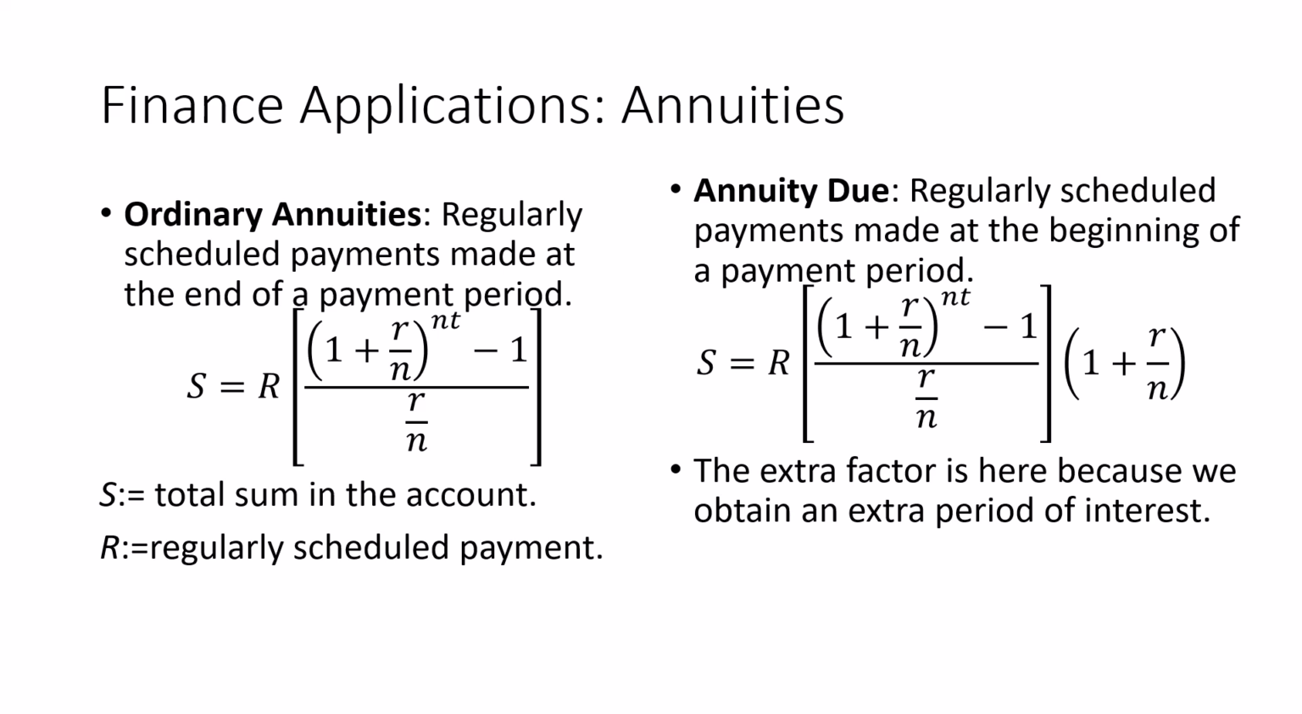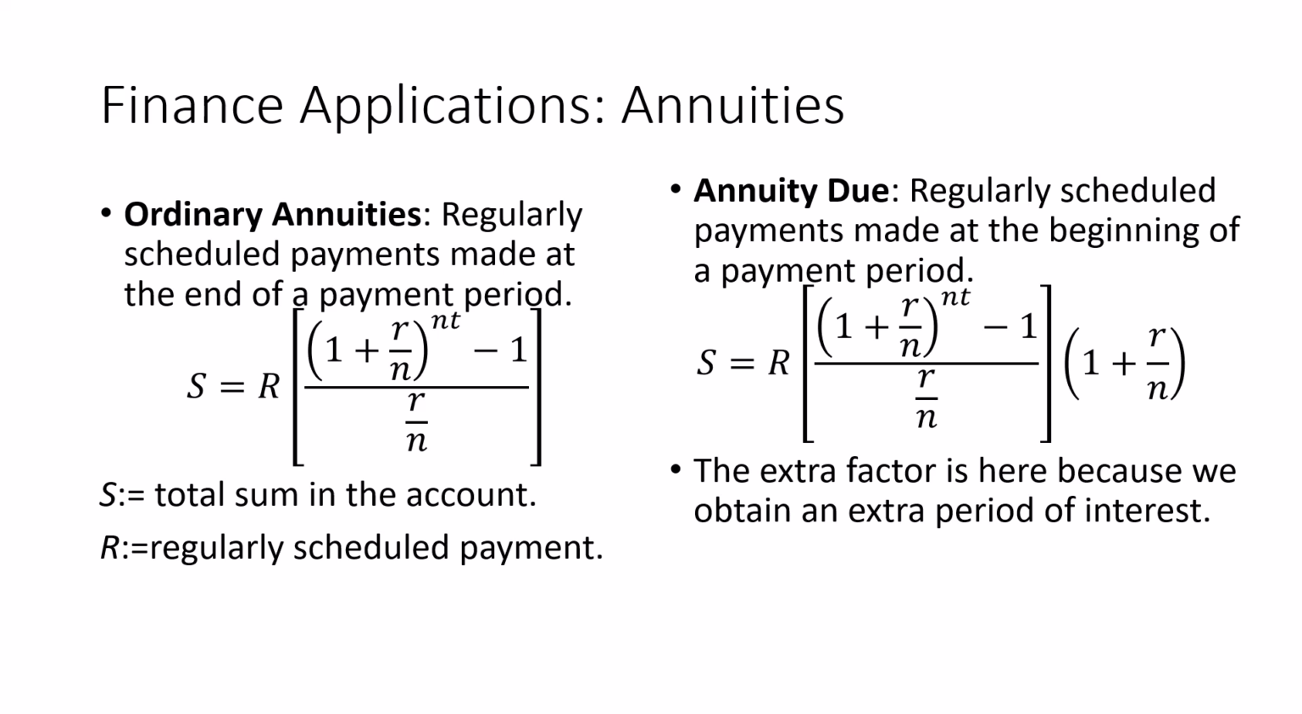Now, the ordinary annuity and the annuity due have very similar formulas. The difference between them is that the annuity due has the ordinary annuity formula times this quantity, 1 plus r over n. That extra factor is there because when you make payments at the beginning of a period, you're still earning interest to the end of that term, the end of the loan's term, the maturity, if you will. So you made a payment at the beginning of the period, and you're still going to earn a little bit of interest during that last payment period. And that's why that extra factor is there on the annuity due.